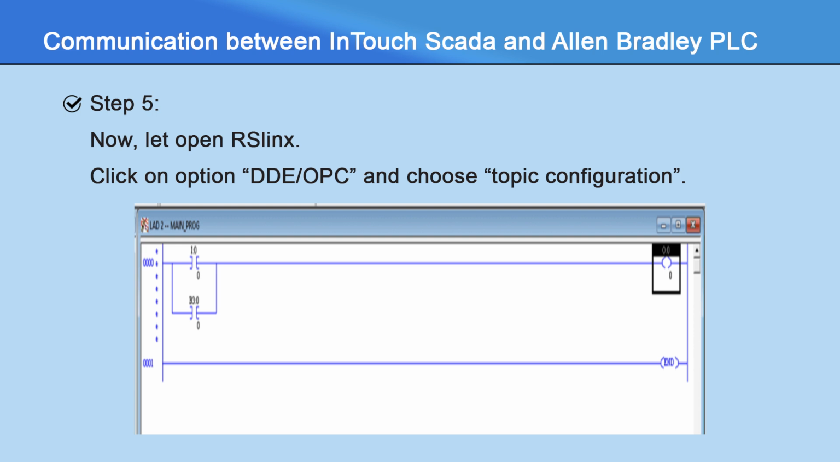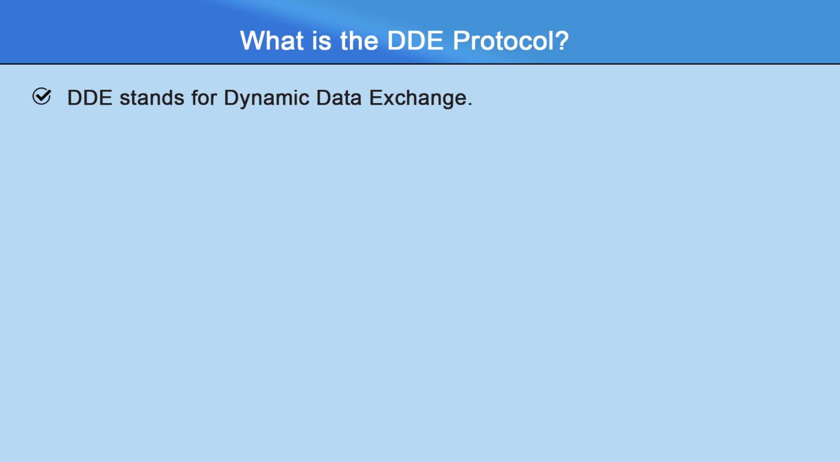Next, in step 5, open the RSLinx and choose the option DDE/OPC and choose the topic configuration, which you can see in the given diagram. So, now what is the DDE? Here the DDE stands for dynamic data exchange.